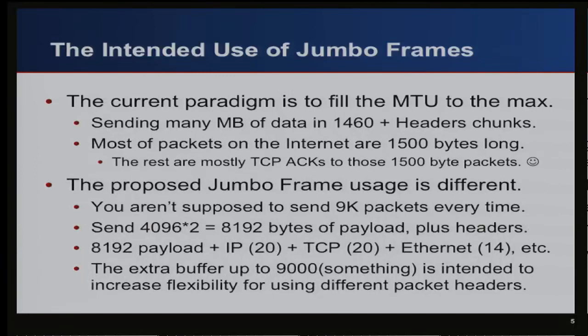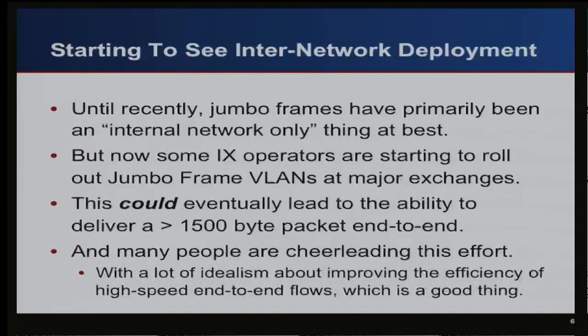The way that jumbo frames propose to be used is different. Instead of sending a 9K packet every time, you're really sending 4096 or 8192 of payload plus whatever you have in headers. And so in theory, it makes it easier to support tunnels, to support different media types, to support maybe an IPsec tunnel, things like that. That's the goal, not to get to 9,000, but to get to 8192 plus something, and then have enough room for that something.